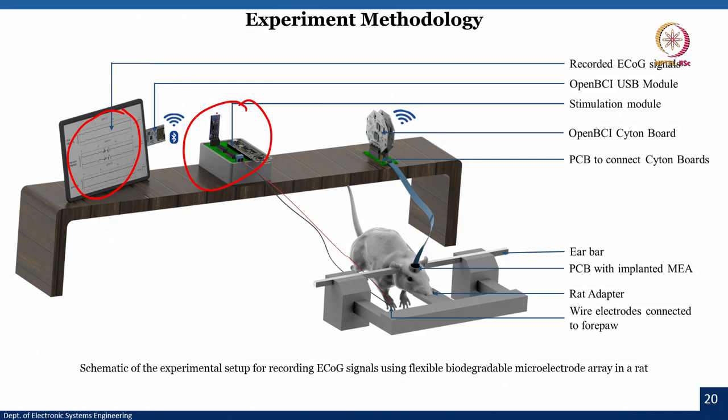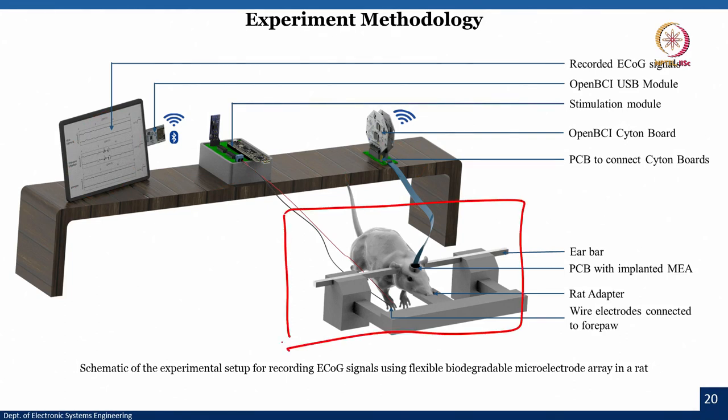This is an electronic module to apply electrical stimulation. This is a PCB, printed circuit board, connected to the Cyton DAISY board. Now let us concentrate on this area. There are ear bars, PCB with implanted MEA. There is an adapter to the rat here. Wire electrodes connected to the forepaw of the rat.